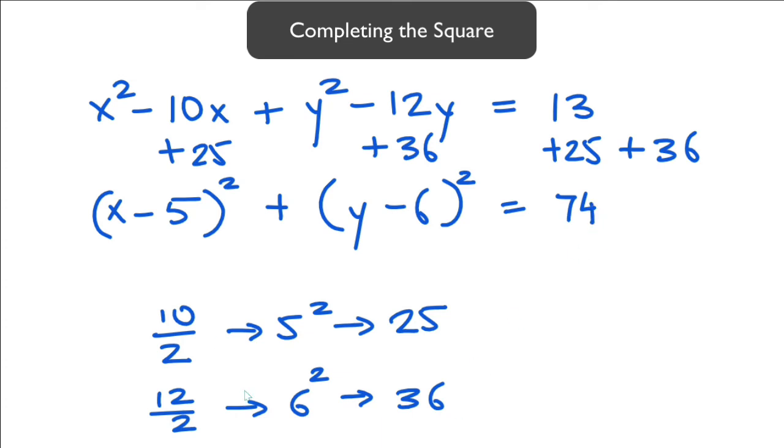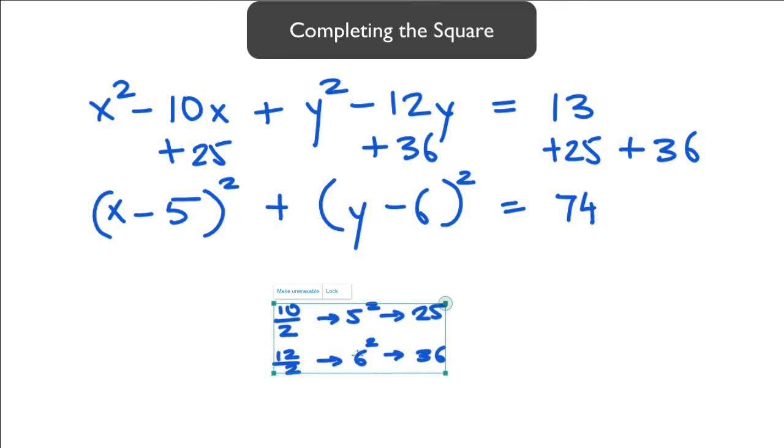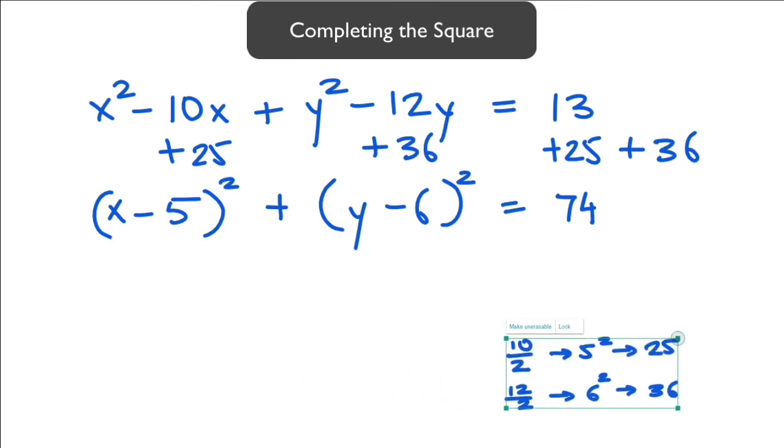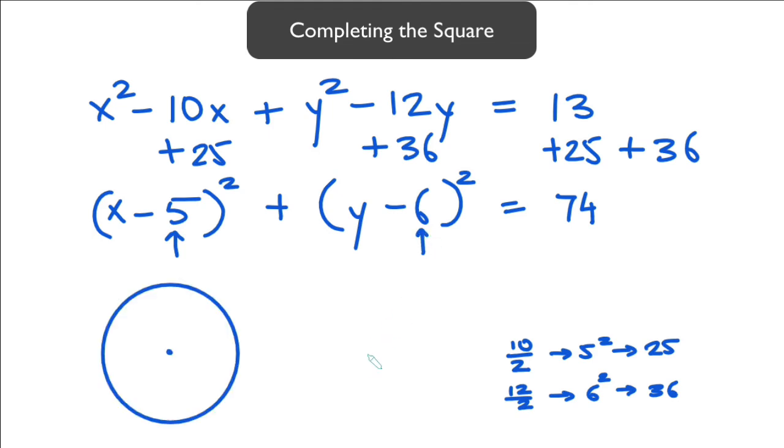Now, we've almost done this problem. I'm just going to move this to the side. The most important part is that we found these important magic numbers here. We completed the square. Now, this part is going to be the center of the circle. So you can write down this 5, which, because it's associated with x, is of course going to be the x coordinate, and this 6 is associated with y, so it's the y coordinate here.